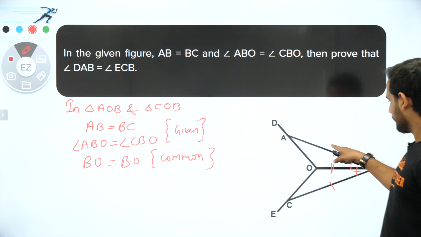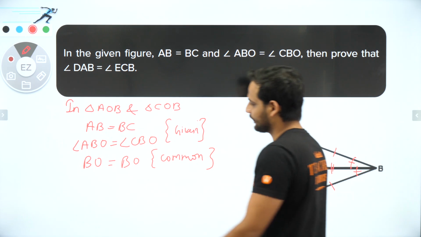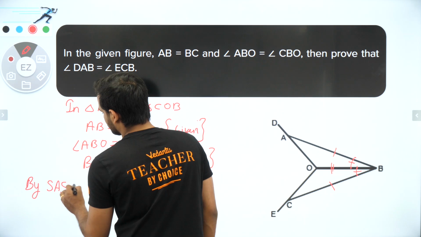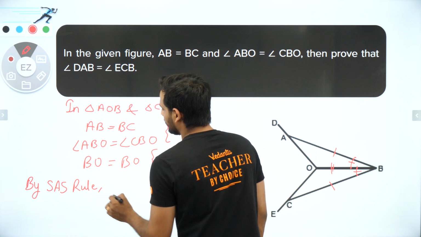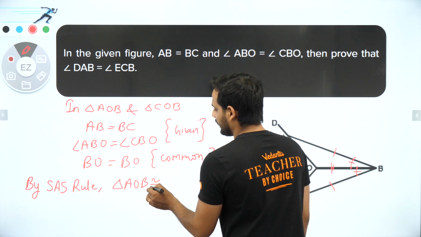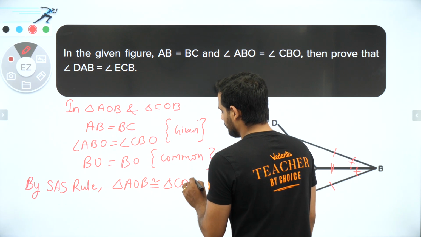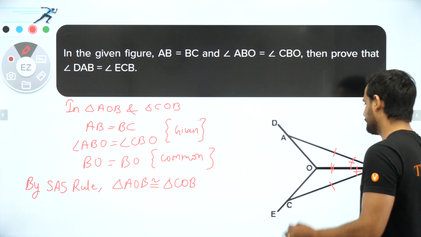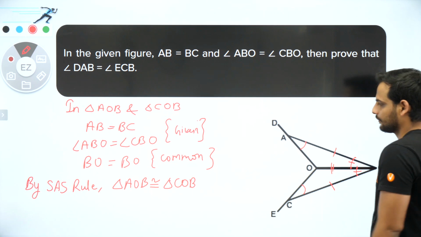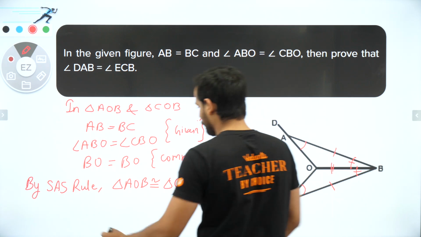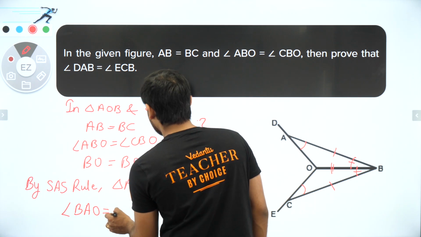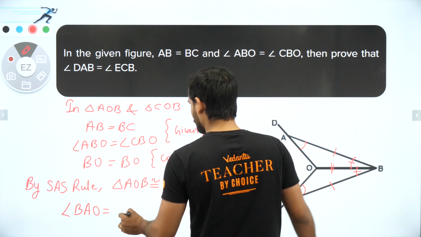So by the side angle side rule, by the SAS rule, I can say that triangle AOB will be congruent to triangle COB. And once they are congruent, by CPCT, I can say that this angle will be equal to this angle, yes or no? So I will say that angle BAO is equal to angle BCO.